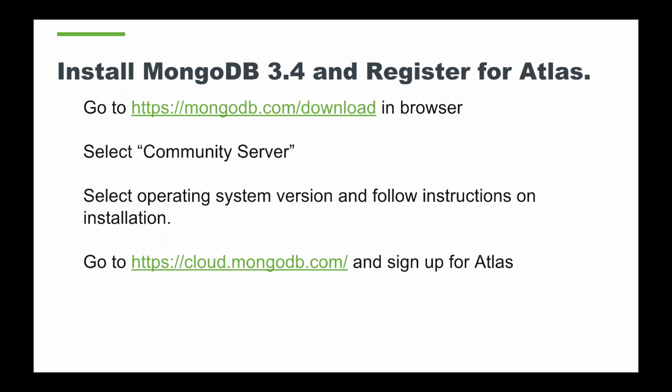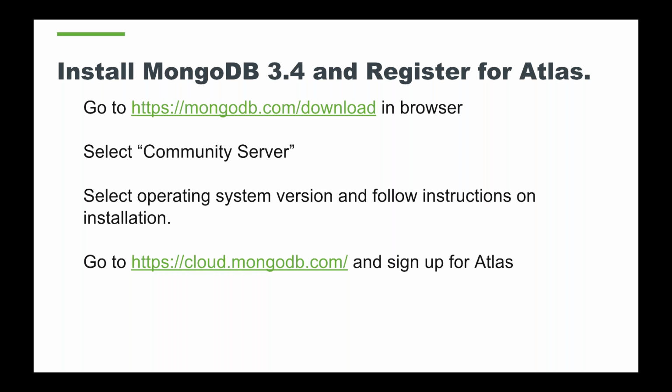So here's what I'd like you all to do. Go to mongodb.com/download in a browser. You're going to find your particular operating system, and you're going to select Community Server. And please forgive me if I jumped right in, but I did kind of have to have a little bit of a brief introduction so we can put the time in to do all the work, and I can answer questions if needed. So you'll install MongoDB 3.4 and you'll register for Atlas. So we're going to do these 2 things.